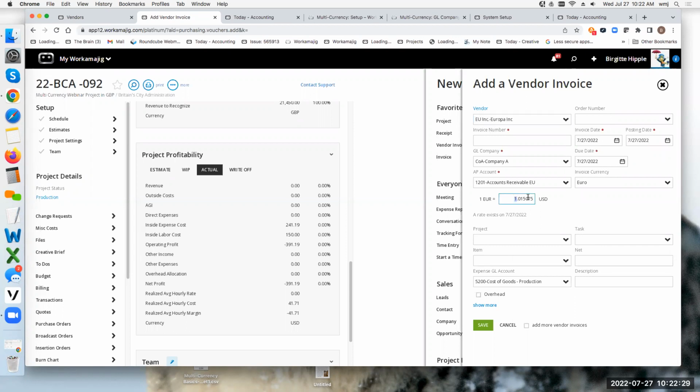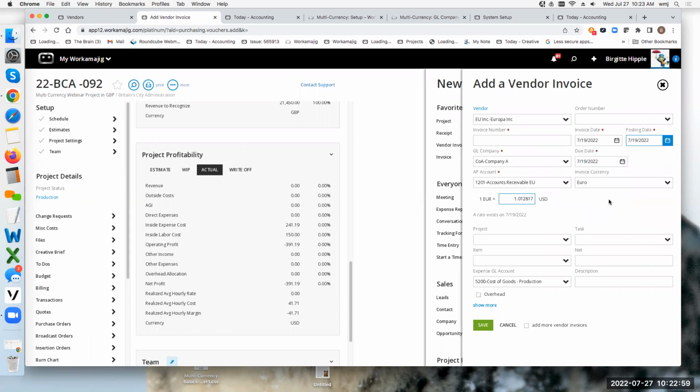If you notice, it's coming up with the exchange rate for today. It's using today's invoice date, not the posting date. It doesn't care when you post it to your general ledger. It's looking at the invoice date. So if I were to change the invoice date to last week, where we're at 1.015, it now changed it to 1.012. Not a huge difference, but it is looking at the dates within here.